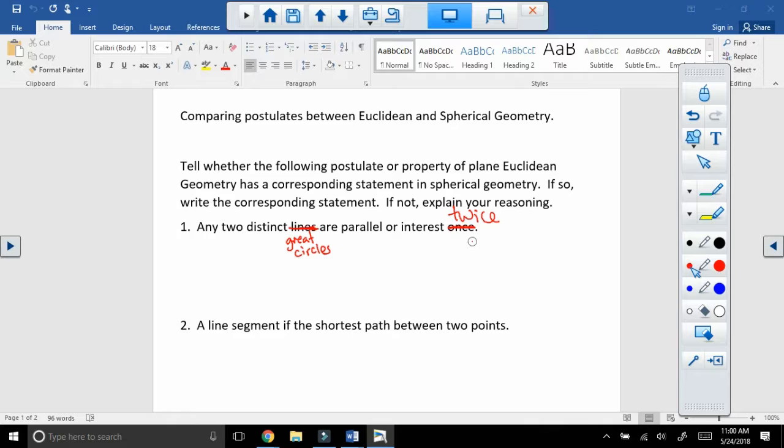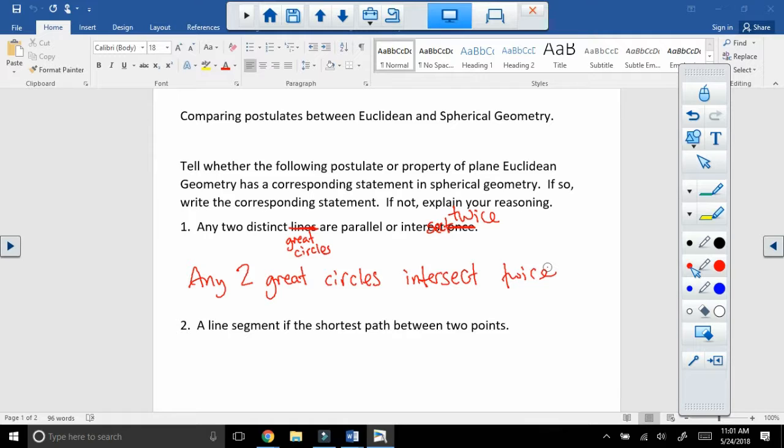That are parallel. So I'm going to rewrite this. A corresponding statement would say any 2 great circles intersect. Oops, I didn't spell intersect right. Intersect twice. So you can go ahead and change that on your note-taking guide too.